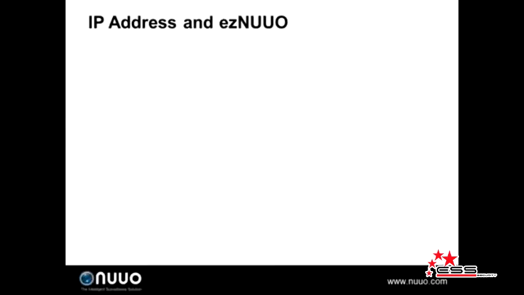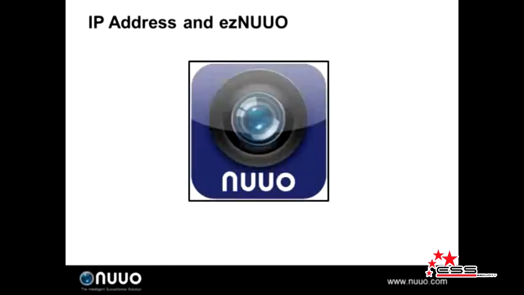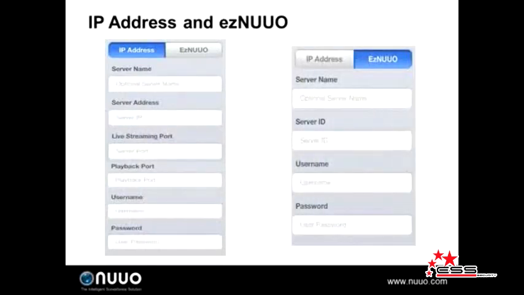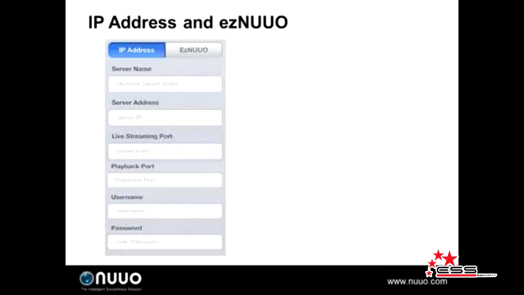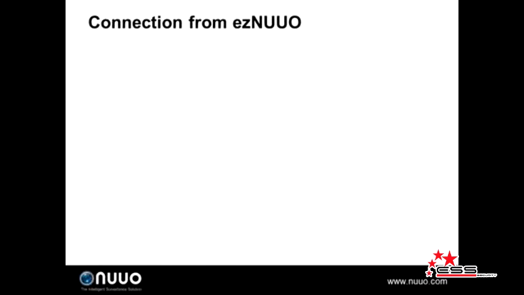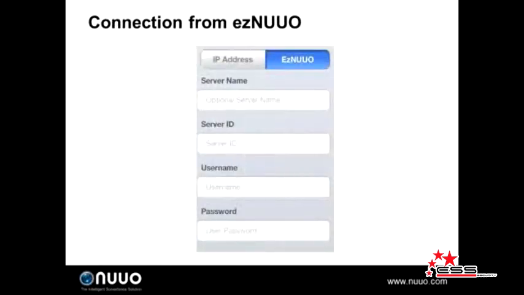In order to access ezNUUO from your mobile phone, you will need to use the NUUO iViewer application. There are two methods for the connection, using IP address or using ezNUUO. The IP address of connection is a traditional one and can be used by other NUUO products with remote mobile client access. You'll need to enter this following information: the server name, the server address, the live streaming port, the playback port, username, and the password. The connection from ezNUUO is simpler since you just have to enter this following information: the server name, the server ID, the username, and the password.